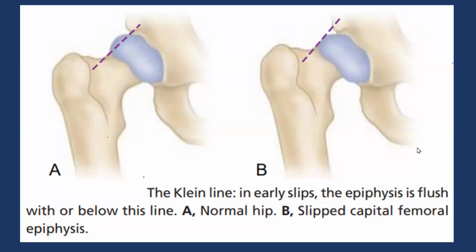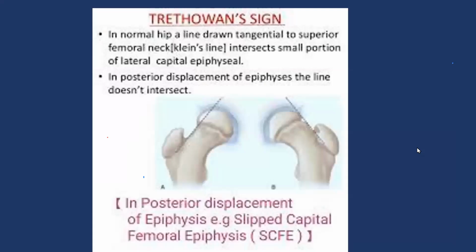This shows you the Klein line. The Klein line is that the line along the superior margin of the neck does not intersect with the epiphysis or the head. Normally is what is shown in A. Abnormally is in B. The Trethowan sign is another name for the Klein line.